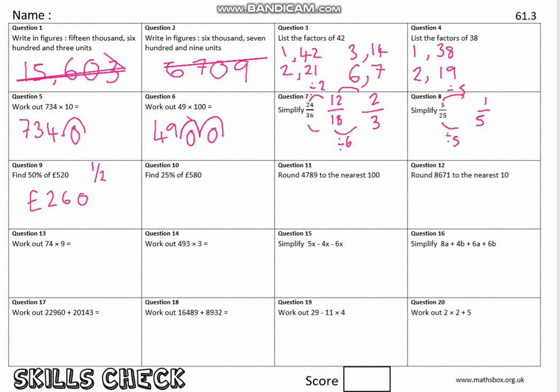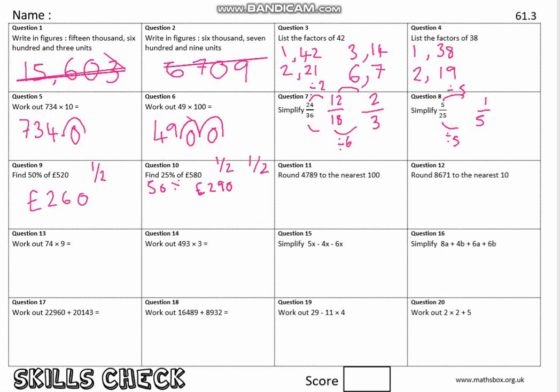Next one says find 25% of 580. Now actually 25% is half of 50%, which was half of 100%. So all I've got to do to find 25% is halve the number and then half it again. So let's find 50% first. So 50% of 580. So let's chunk it up. So 50% of 500 would be 250. And then 50% of 80 would be 40. So therefore, if you add those two together, you get your 290.